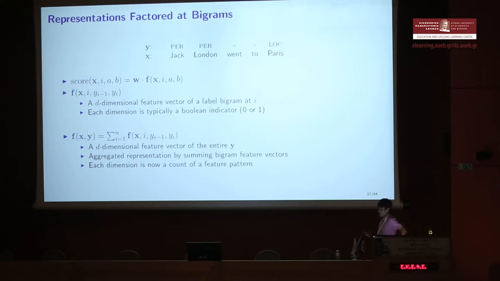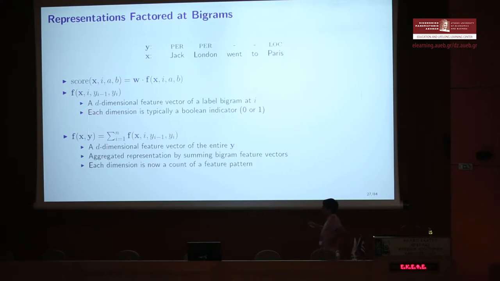So it's a bit weird, but it's just a mathematical construction. So for now, let's just take that it's a construction. This we understand, we build it, and now for some reason I sum them. So what does it mean to sum representations of bigrams of different places? Doesn't make a lot of sense, but we can define it. It's an aggregated representation summing bigram feature vectors across input output pairs.